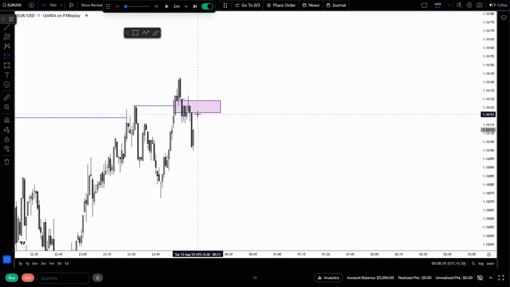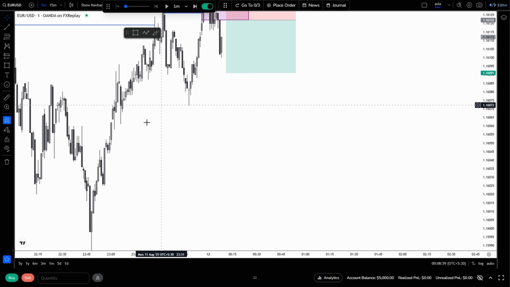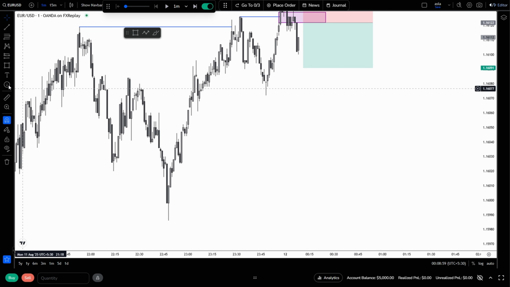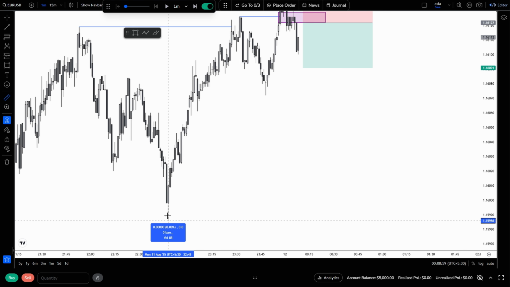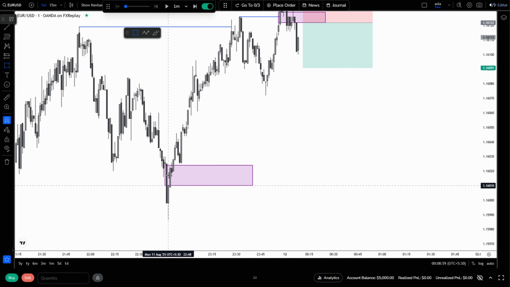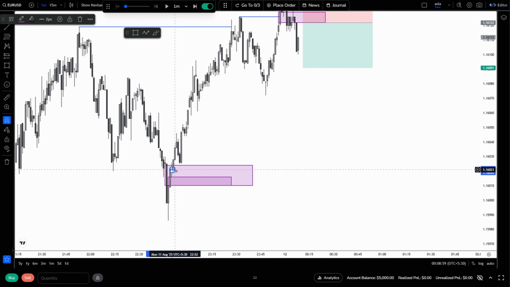Now let's talk about targets. If you look lower on the chart, you can see that we have multiple unfilled PD arrays sitting in discount. We have an inverse fair value gap, we have a normal fair value gap, and we also have two order blocks. In situations like this, it is very common to get confused about where exactly to place your target.